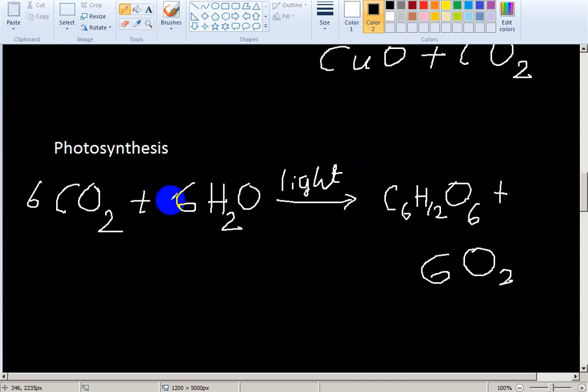So the photosynthesis reaction reactants are carbon dioxide and water, and in the presence of light they form glucose and oxygen. This reaction is also an endothermic reaction. 10 minutes remaining. After 10 minutes I'll take a meeting. So when we finish I'll take a meeting within 1 minute. Okay, no problem.